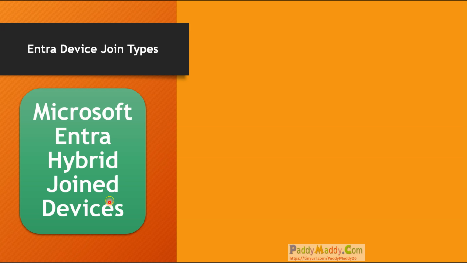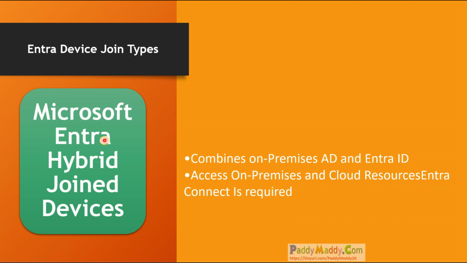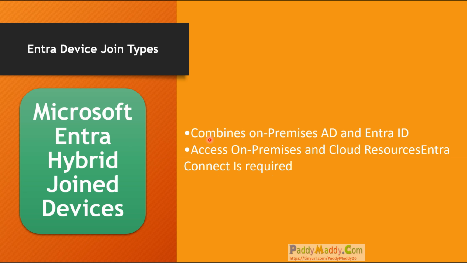That being said, let's have a look at the final type of Entra device join type, which is hybrid joined device. As the name suggests, you are going to manage a combination of your on-premises Active Directory devices, and these devices also join Microsoft Entra ID, meaning the same device joins in two different places. That gives you access to your on-premises resources as well as the cloud resources with Microsoft Entra.